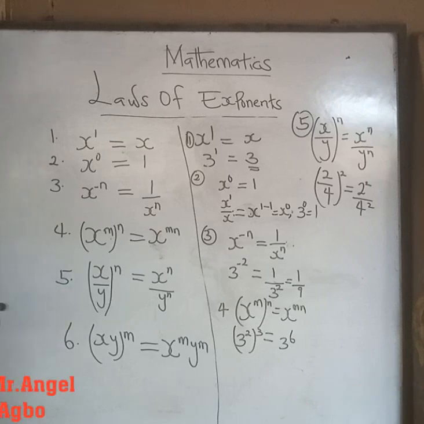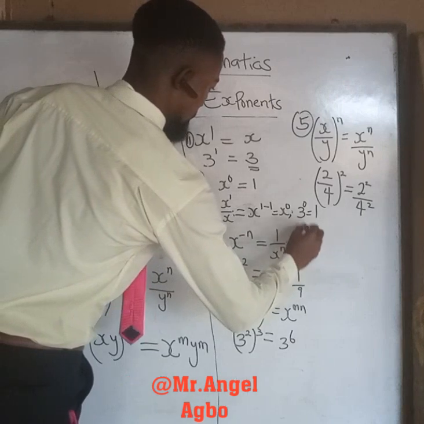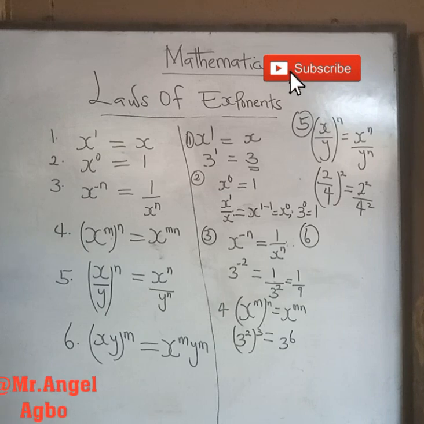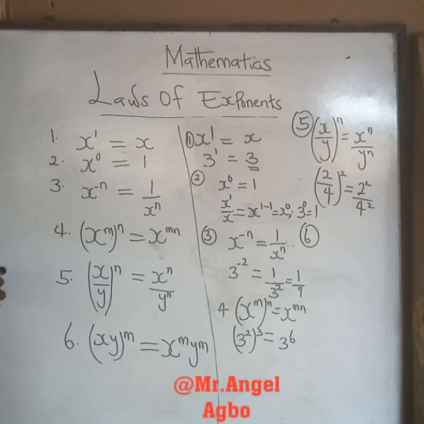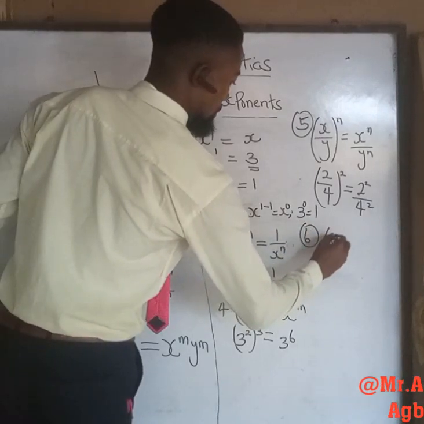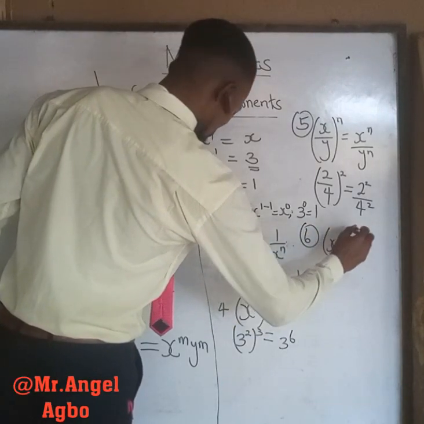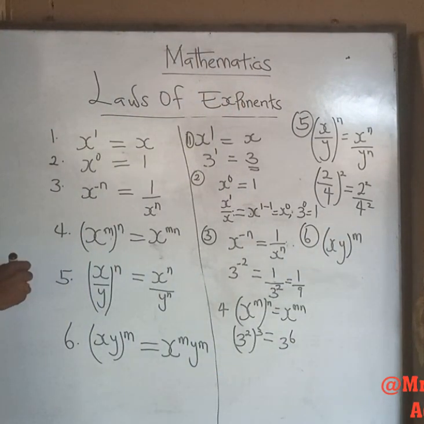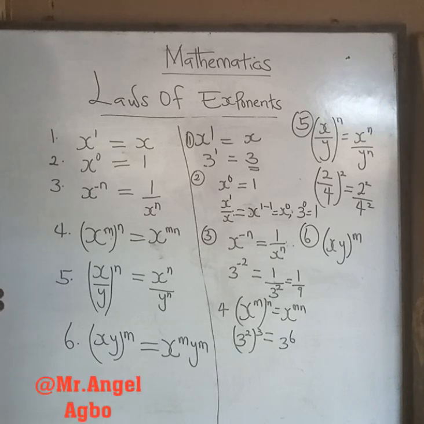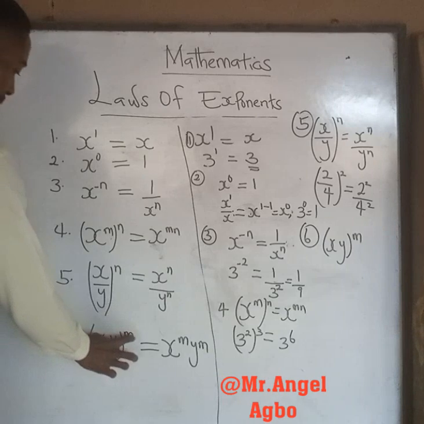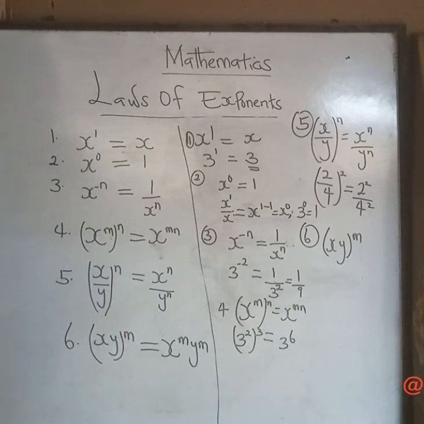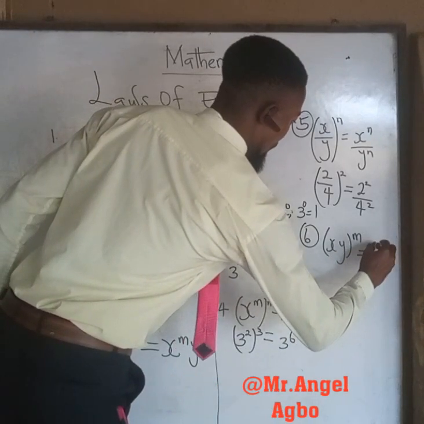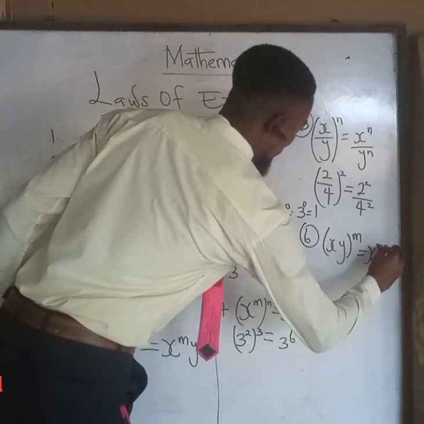Thank you. So we're moving to the last one that is not even the least. Last but not the least. x times y, open and close bracket, raised to the power of m. Yes. So what are we going to do? It affects everything just like we have in number 5. So it's the same as x raised to power m and y raised to power m.